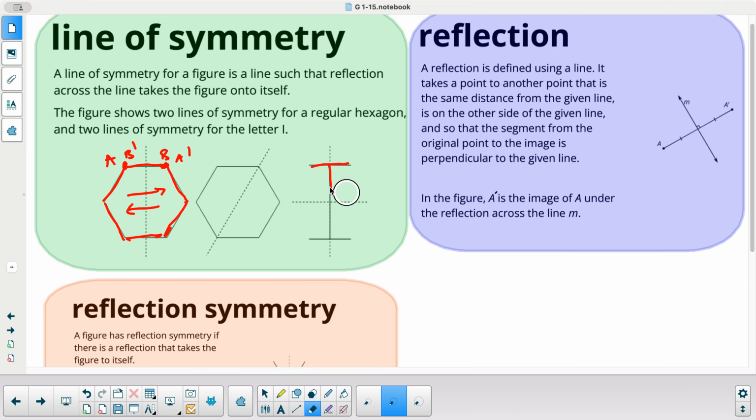If I reflect across the vertical line, here's the blue goes to the red. And this part here that's on the line stays the same. Any point on the line of symmetry, or the line of reflection, will not move.